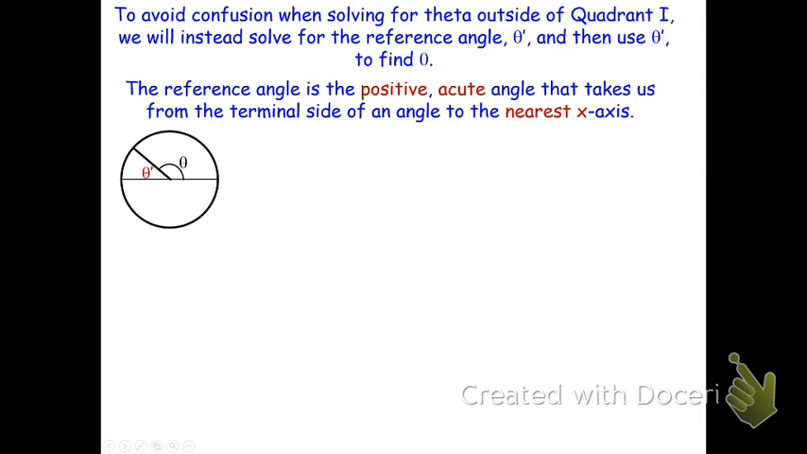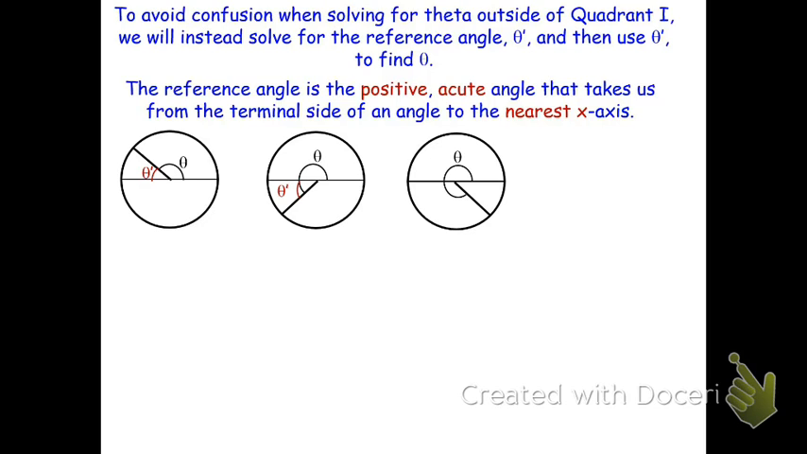Our angle is less than 180 or less than pi, so it's the piece that takes us to that 180 or the pi. For an angle that's in quadrant 3, we're beyond 180, so it's the piece that's more than 180 that takes us back to the nearest x-axis and to our angle. This would be the reference angle here, theta prime. If we're in quadrant 4, we're not quite to 360 yet, so it's the piece that takes us to the 360 right here.